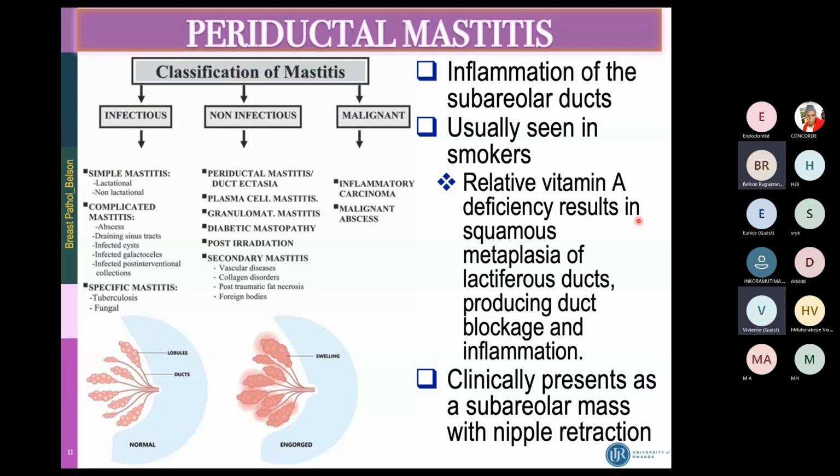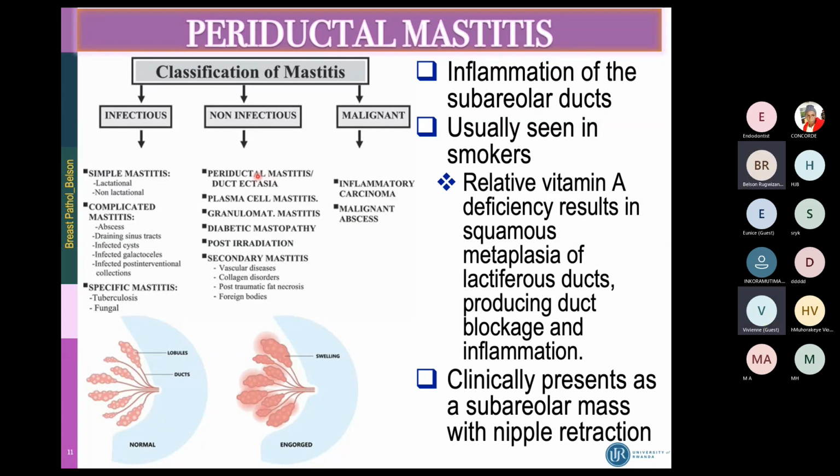Okay, so another condition is periductal mastitis, which is also inflammation. I think you are familiar with this. When there is a word, there is an organ, then you add a suffix itis, it refers to the inflammation of that organ. So gastritis, dermatitis, and so on.